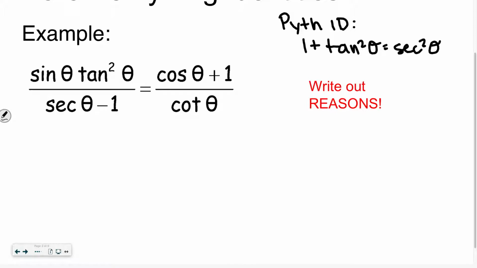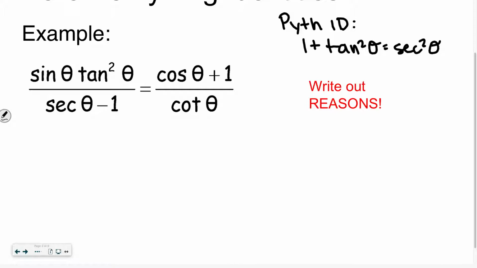But I like that she was looking at tangent, because if you look over there on that left side, sine and secant are both part of the sine and cosine families. So if we'd used the quotient, we would have turned everything into sines and cosines. So tangent is probably the thing we want to change. Now, one way to change that is the quotient.